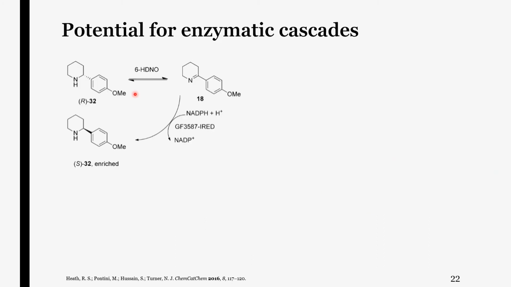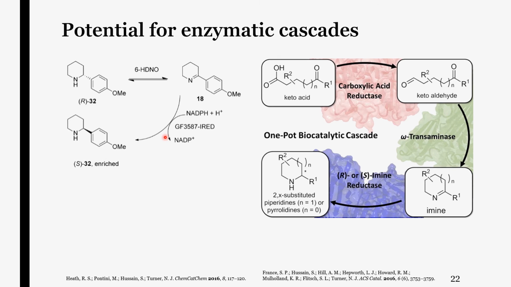Imine reductases also have the potential to be used in enzymatic cascades. Therefore, the Nick Turner group combined the imine reductase with an amine oxidase to do a deracemization of racemic amines. And here they enriched the S enantiomer with this cascade.